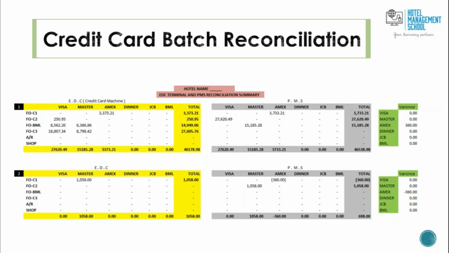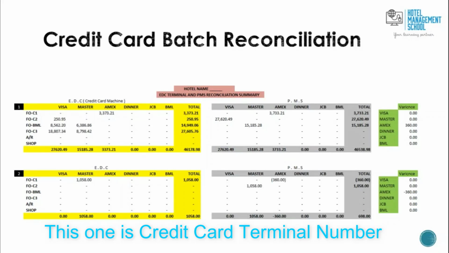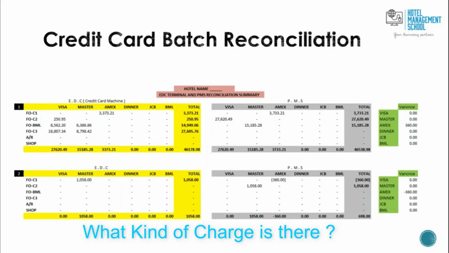So credit card batch reconciliation looks like this usually. This one is also in your templates. You have a credit card terminal. This is the credit card terminal number: FOC1, FOC2, FOHML, right? And then what kind of charge has been there? Visa, Master, and MX. On the left side, the black one, blue one, is the system posting.